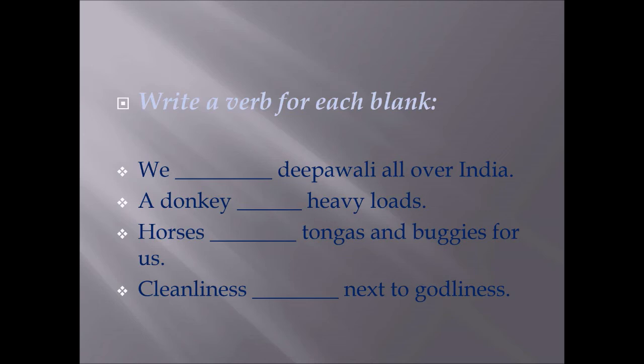Write a verb for each blank. First, we dash Deepavali all over India. Second, a donkey dash heavy loads. Third, horses dash tongas and buggies for us. Fourth, cleanliness dash next to godliness. These are the examples. This is the homework that I have given. You may do it without mistakes as far as possible.